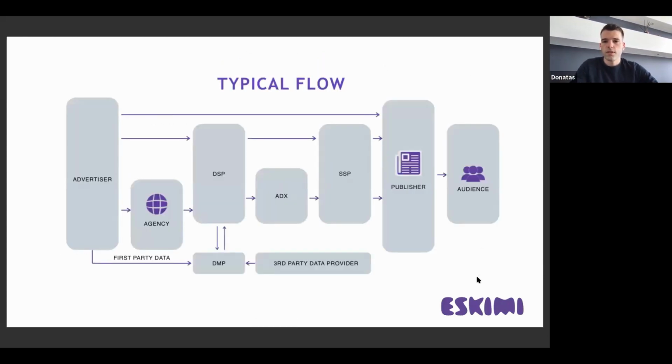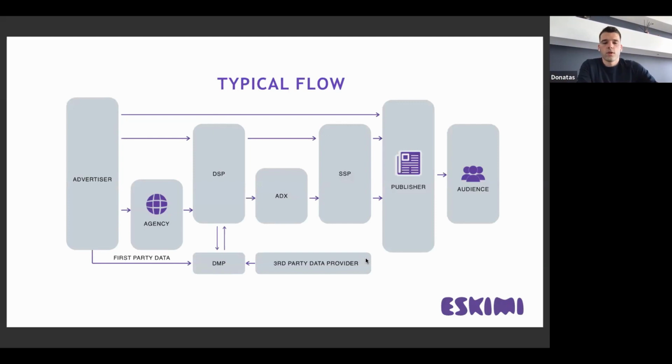This is basically a typical flow when we talk about programmatic advertising. On the right side, you have an audience, people who are coming to various publishers like websites, video channels, and apps, using their mobile devices or desktop computers. And on the left side, you have an advertiser, companies like Coca-Cola, which are willing to advertise to the audience.